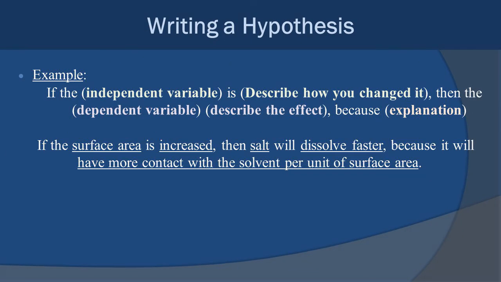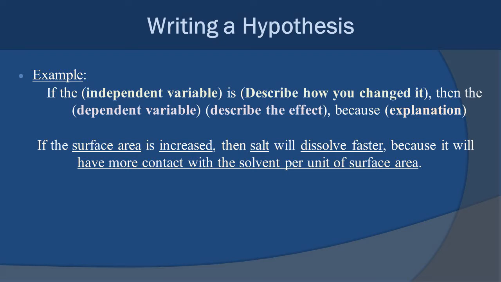Now that we've defined our variables, let's backtrack just a little bit and talk about writing a hypothesis. You can use the standard if, then, because format if you would like. It helps you identify those variables and write it in a succinct way. If you're going to do this, this is how it works. If the independent variable, whatever that is, you then describe how you're going to change it, then the dependent variable, and then you describe the effect, and then because, and you provide the explanation.